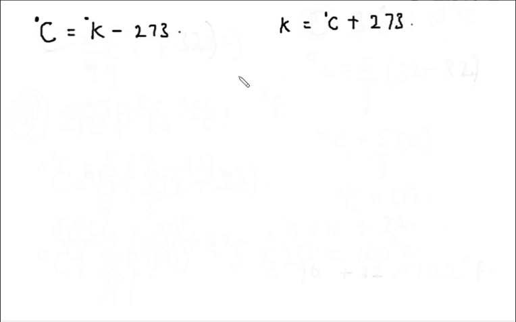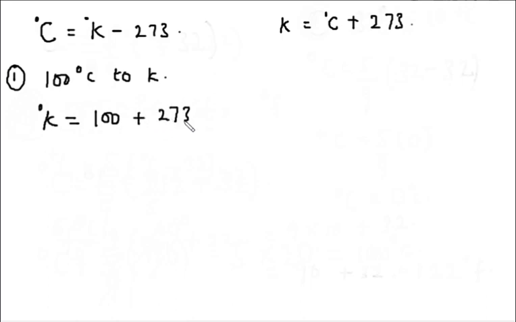Say we are asked to convert 100 degrees Celsius to Kelvin. We are simply going to be using this formula here. K, which is degrees Kelvin, is equal to 100 plus 273. So 100 plus 273 is 373 Kelvin. That's how to convert Celsius to Kelvin.